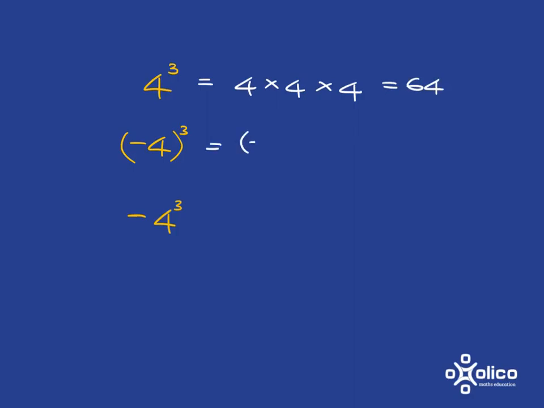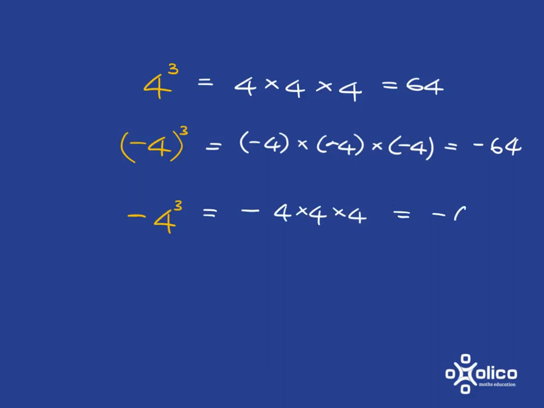All right, and in this one, remember it was the negative 4 that is multiplied by itself 3 times. You've got a negative times a negative. That gives you a positive. And then multiplied by a negative, so it's positive multiplied by negative now, gives you a negative. So this is negative 64. And here, remember that negative is sitting not affected by the cubed, so it's just negative and then 4 times 4 times 4. So this one is also negative 64.